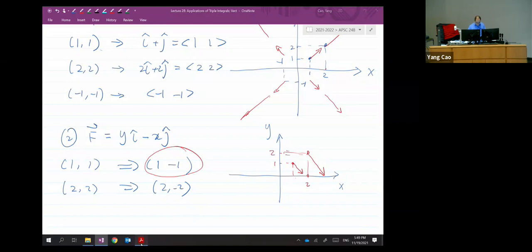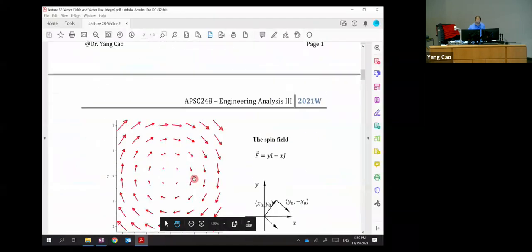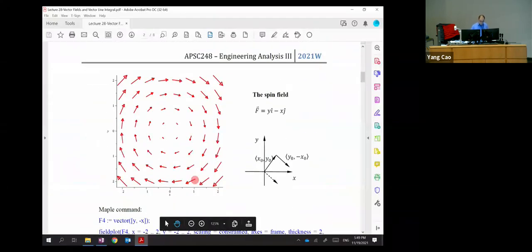So the more you sketch, you end up with this vector field. And when you sketch them out, as you can clearly see, this is a spin field. It's like water flowing within this 2D field. And the farther away from the origin, the faster the flow of the water. Okay?